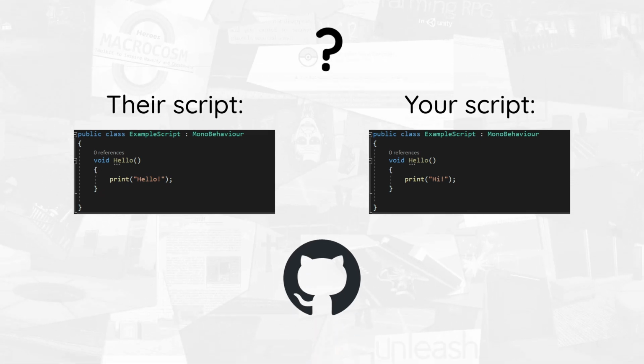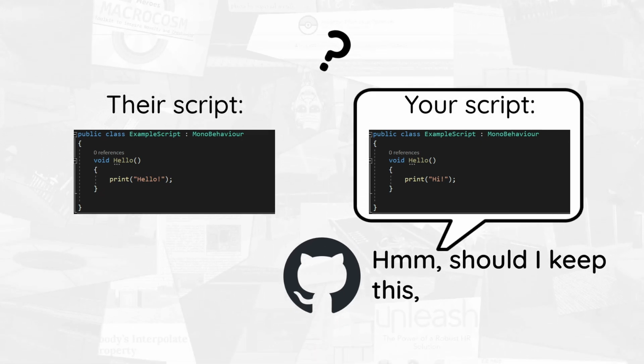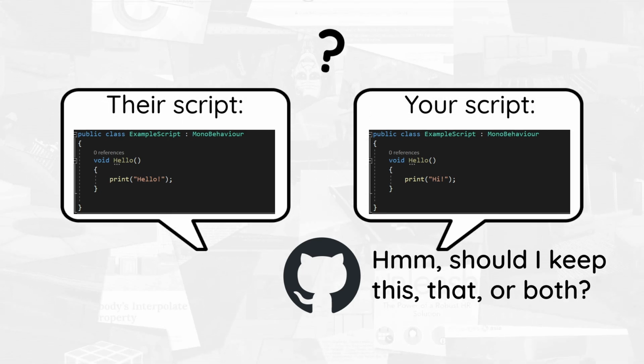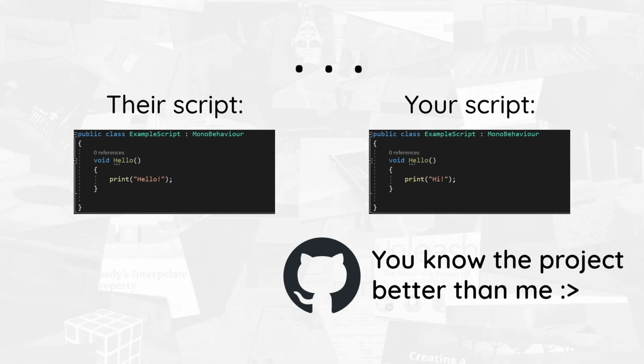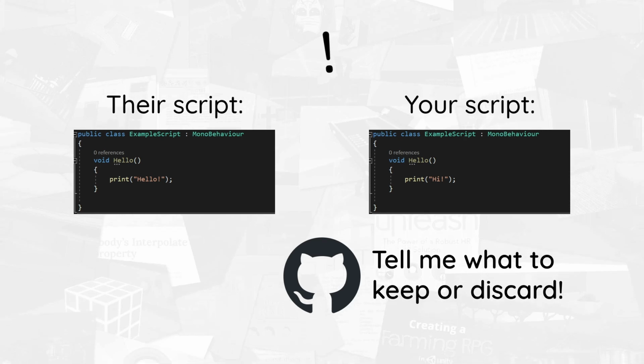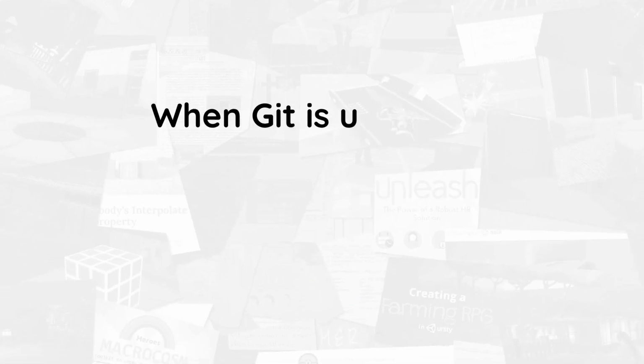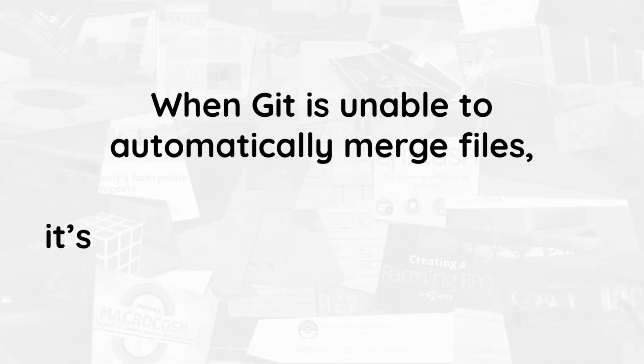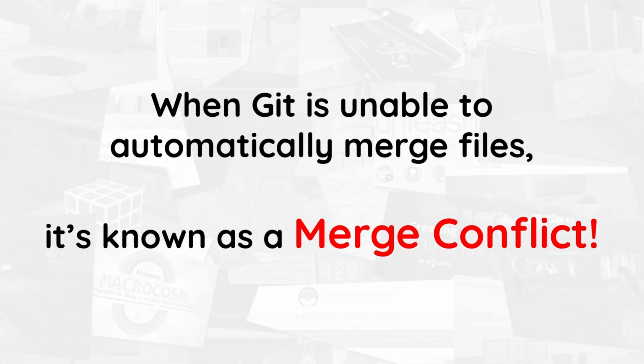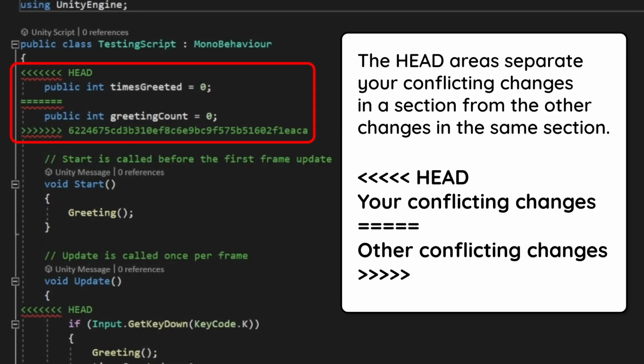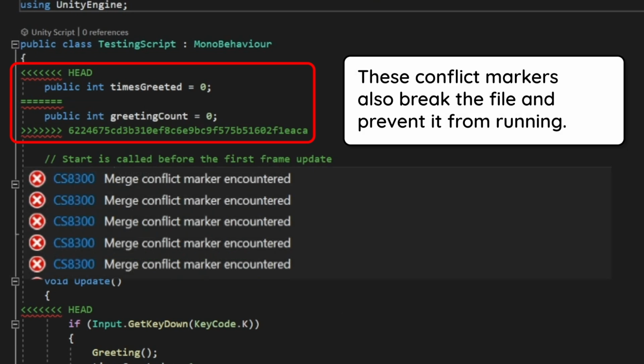It's basically telling us that it does not know whether to keep our changes, their changes, or keep a mix of both of these changes, and that it needs our help in deciding which of these changes to keep and which of these changes to discard. When Git is unable to automatically merge files like these, it's known as a merge conflict, and it lets us know by adding conflict markers into the file to outline which areas in the file are conflicting with each other. These markers though also break the file and prevent it from running.